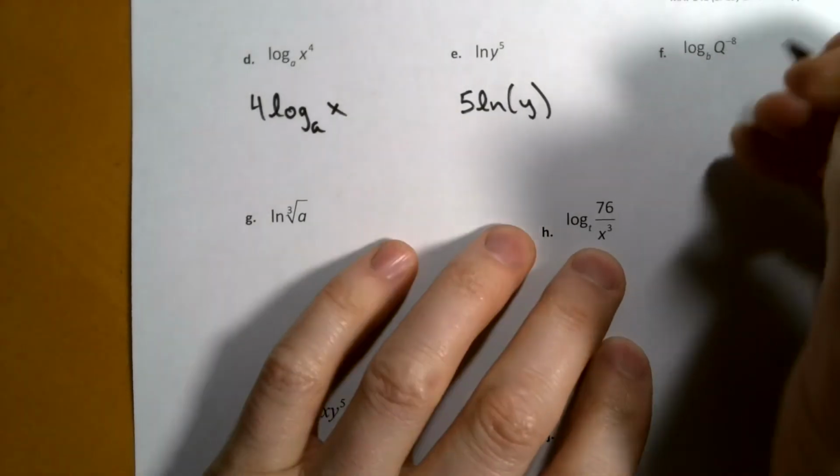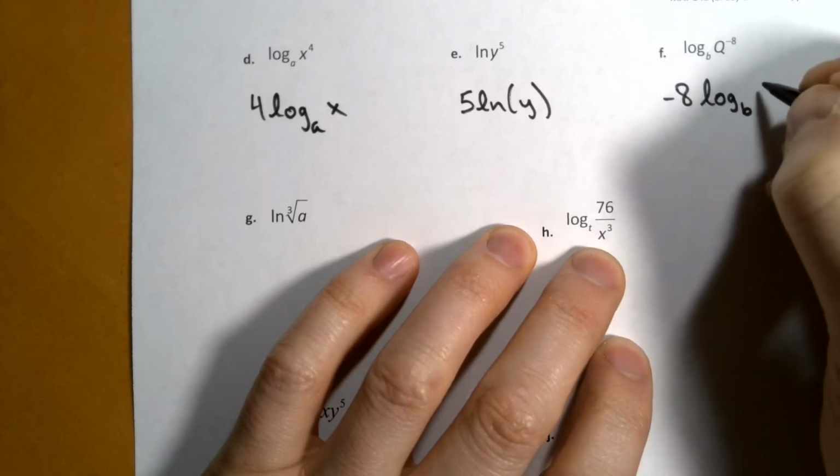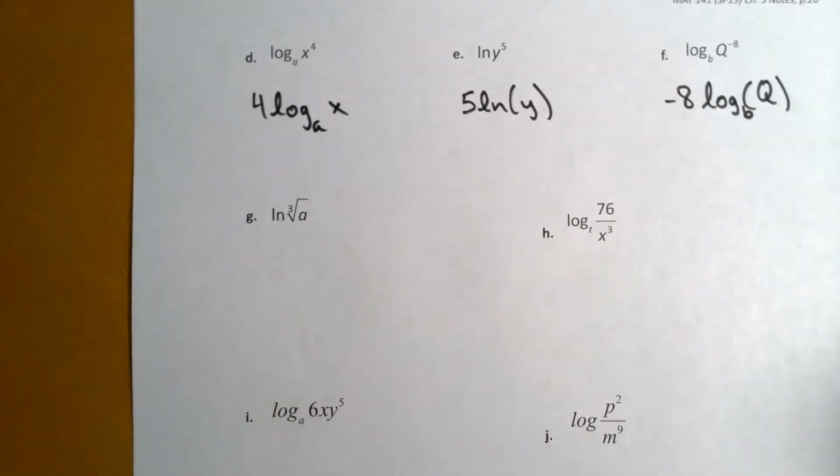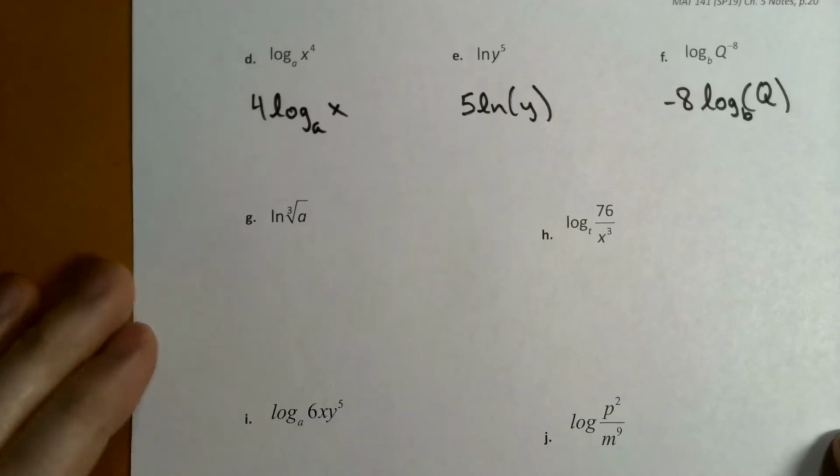Same thing here. It doesn't matter that there's a negative out there. It just becomes negative 8 times log base b of q. I'm not consistent when I'm writing parentheses, so I guess we should be careful.